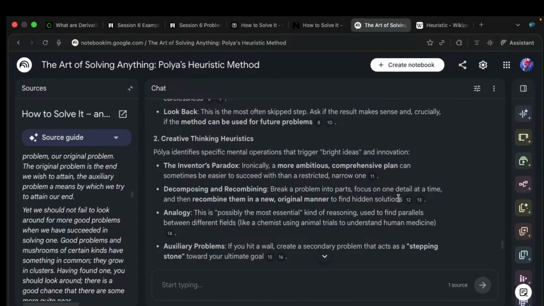Auxiliary problems. If you hit a wall, create a secondary problem that acts as a stepping stone towards the ultimate one. Okay, it seems really good. I can just apply it. Most of the time people do hit walls, so if you ever hit a wall, you can just apply it. So this is one thing. Things that can apply.